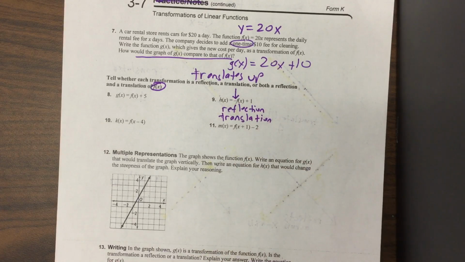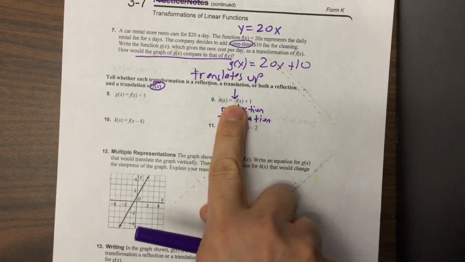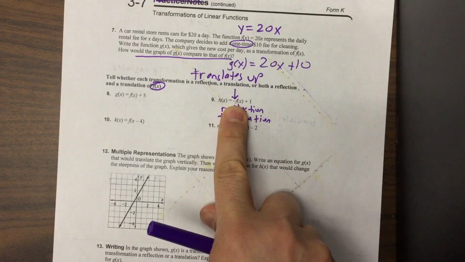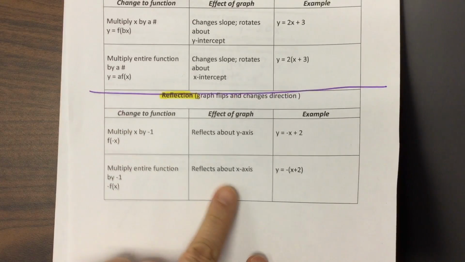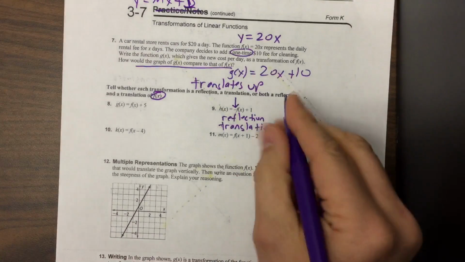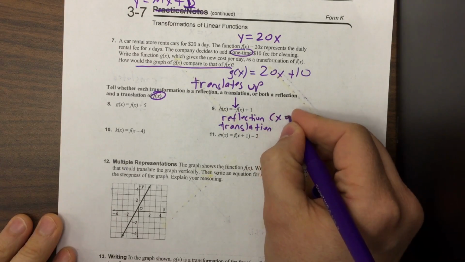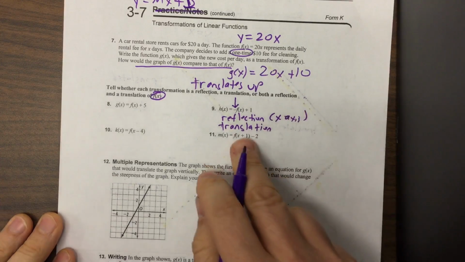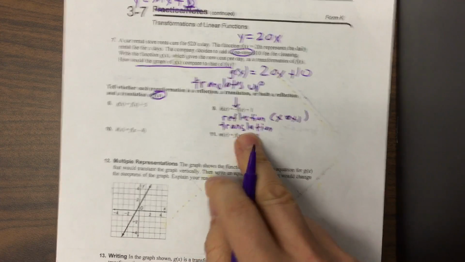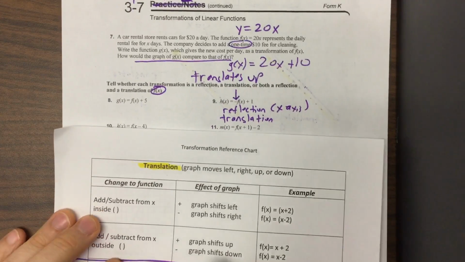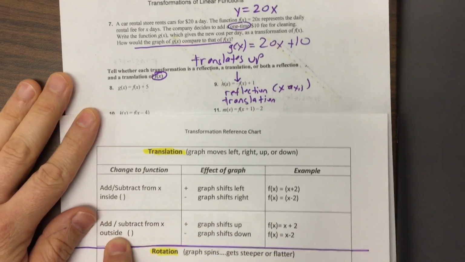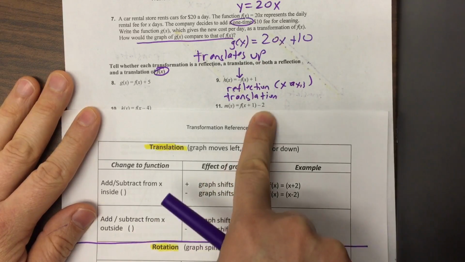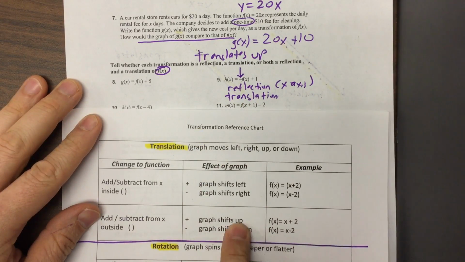If you wanted to get more detailed, then you could say how it's reflecting and how it's translating. The negative is on the entire function, so it's reflecting about the x-axis. So I'm just going to put x-axis here. And the translation is not in parentheses. The number that's being added is not in parentheses. So it's outside parentheses. It is a plus sign. It's going to be going up.